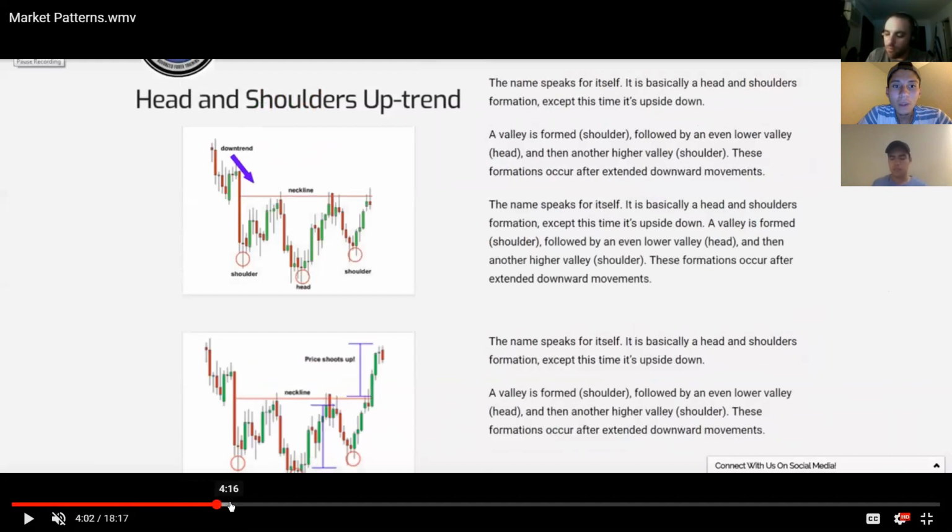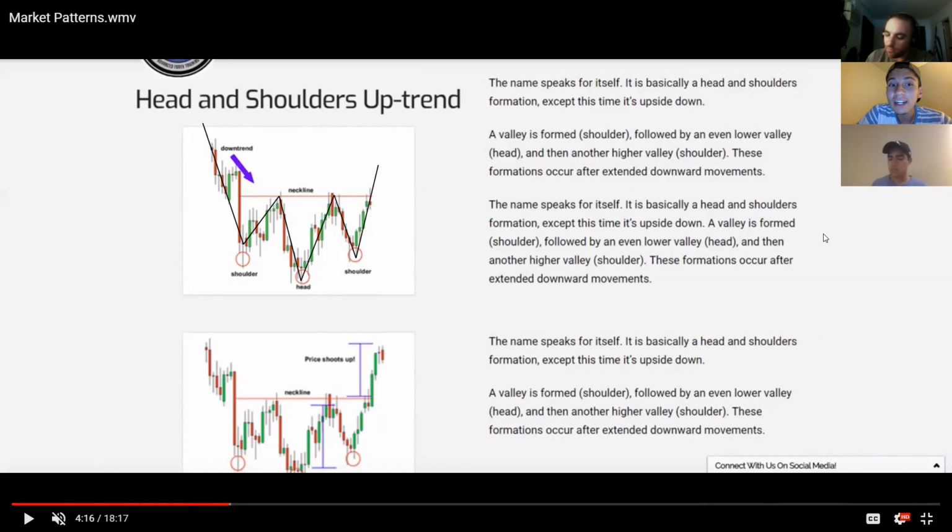Okay, so the inverse Head and Shoulders, or your reverse Head and Shoulders, whatever you want to call it. Inverted Head and Shoulders. There are multiple names. This is the same thing. It's a Head and Shoulders except upside down. So this is coming from a downtrend. It's only valid if it's coming from a downtrend. It's another pattern except it reverses price upwards.